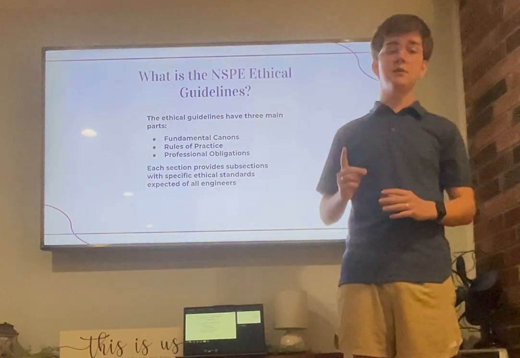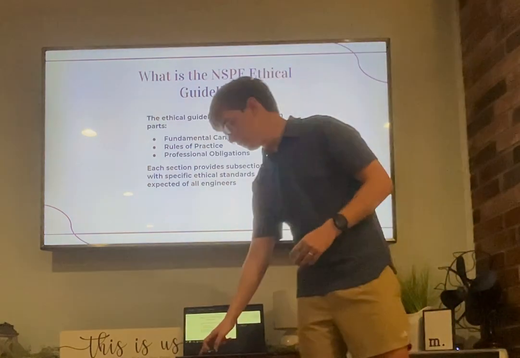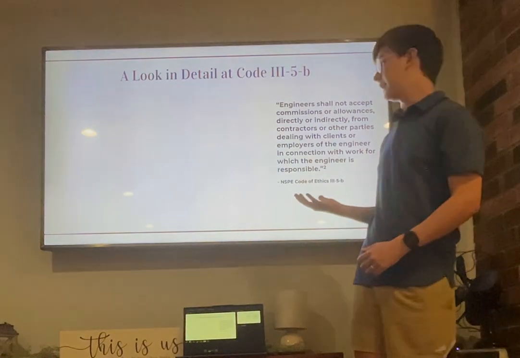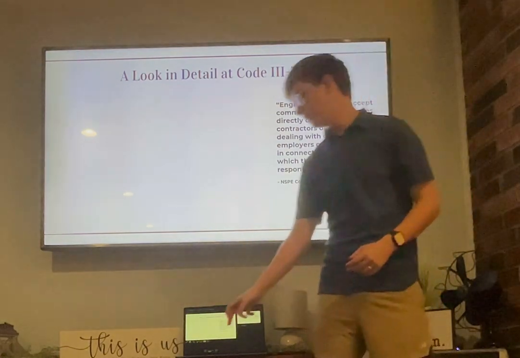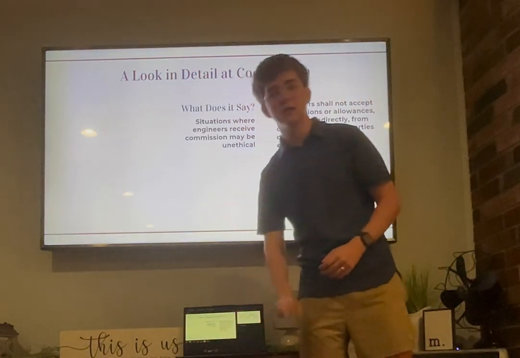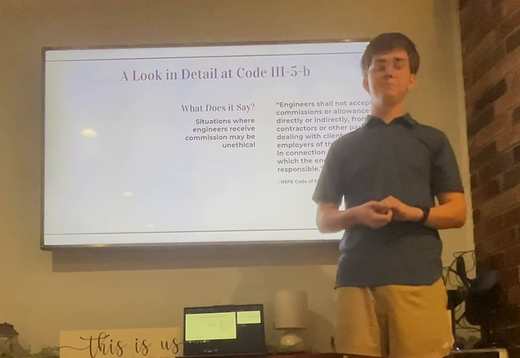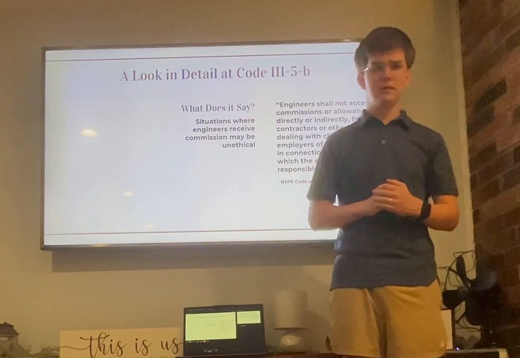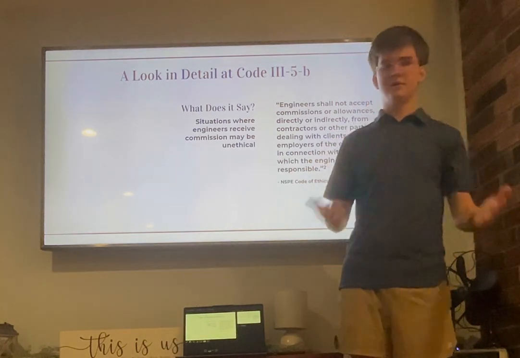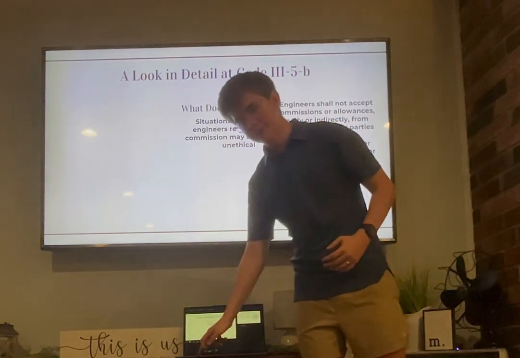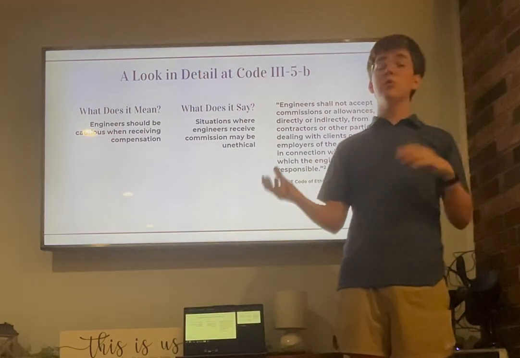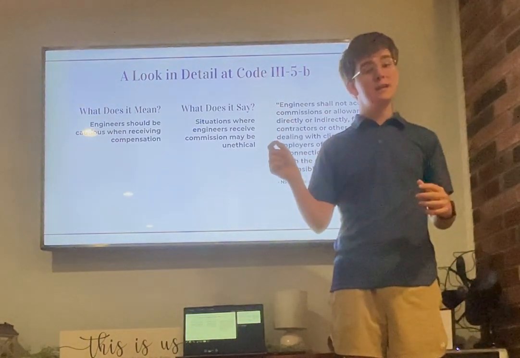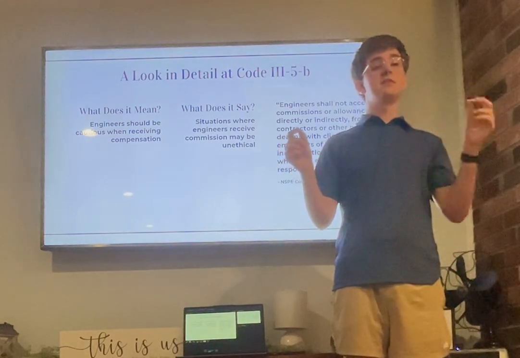But in today's presentation, we'll be focusing on code III-5-b. Now the code in its entirety is here, and you can read it in the presentation notes or in the slides, but what does this say? Well, it says an engineer should not be influenced monetarily. Well, what exactly does this mean? It means if we have 2 organizations working on a project, an engineer at company A should not be influenced by money sent from company B.